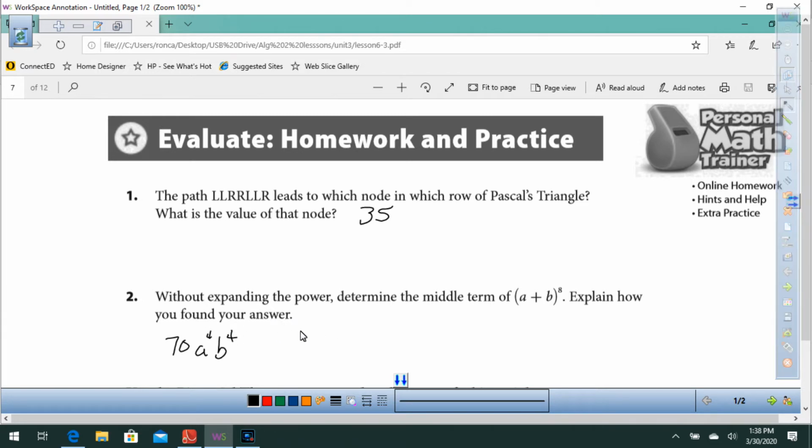Now, how did I find that? Well, I found 70 in the middle. And the A's start out A to the 8th, then A to the 7th, then A to the 6th, then A to the 5th, and then A to the 4th. And if A is to the 8th, then B is going to be 0. And that would be B to the 1st, B to the 2nd, B to the 3rd, and then B to the 4th. Notice 8 and 0 is 8. 7 and 1 is 8. 6 and 2 is 8. 5 and 3 is 8. 4 and 4 is 8. So that's how I found my answer.